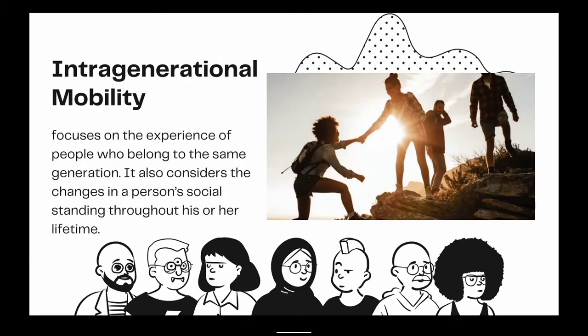We also have intragenerational mobility. This focuses on the experience of people who belong to the same generation. It also considers the changes in a person's social standing throughout his or her lifetime. While intergenerational mobility, on the other hand, refers to the changes in social standing experienced by people belonging to different generations. So take note, intragenerational mobility is the experiences of people who belong to the same generation, whereas intergenerational mobility is the experiences of people or individuals belonging to different generations.